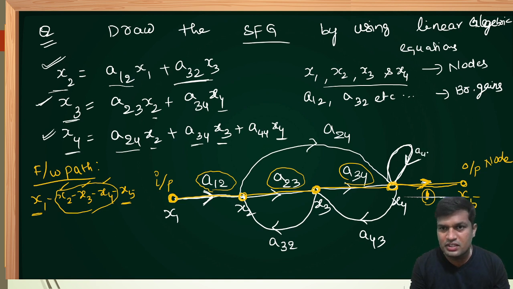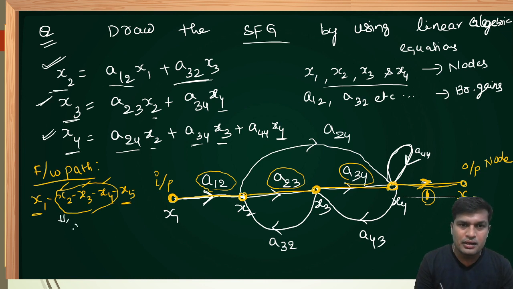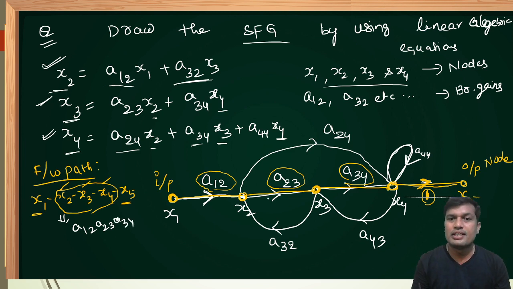This a44 is the branch gain of this loop. Now this is the forward path gain. What is the forward path gain? a12, a23, a34. This is the forward path gain. Now, is there any other forward path? Yes, one more forward path is there.